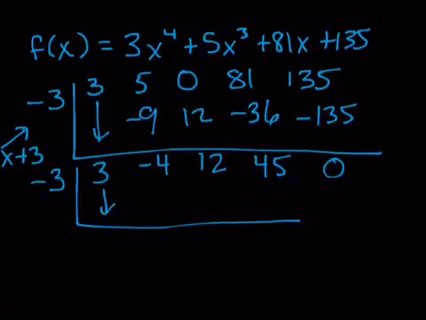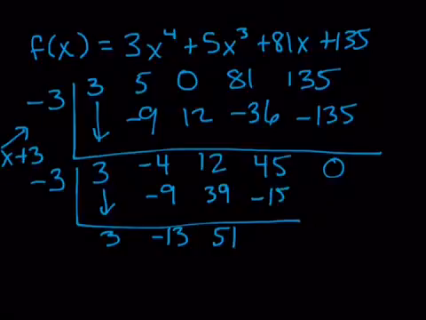So I would bring down the 3. 3 times -3 is -9. -4 and -9 is -13. That times -3 is 39. Adding would be 51. And multiplying would be -153. And then subtracting, I actually don't care what this is because I know it's not 0.